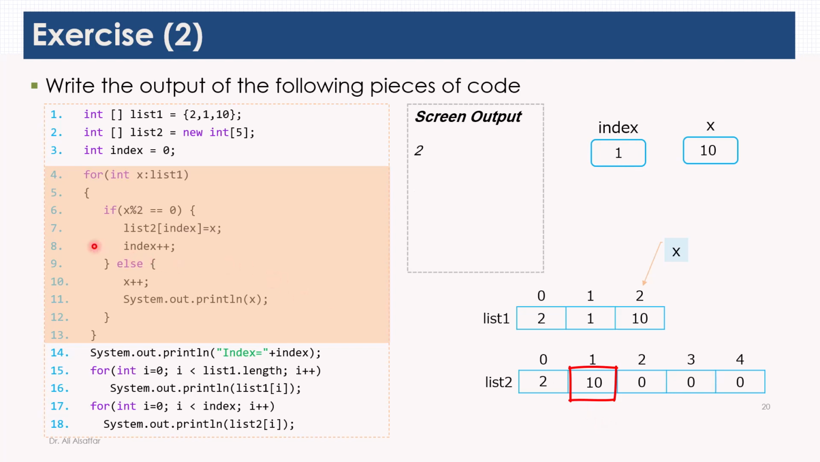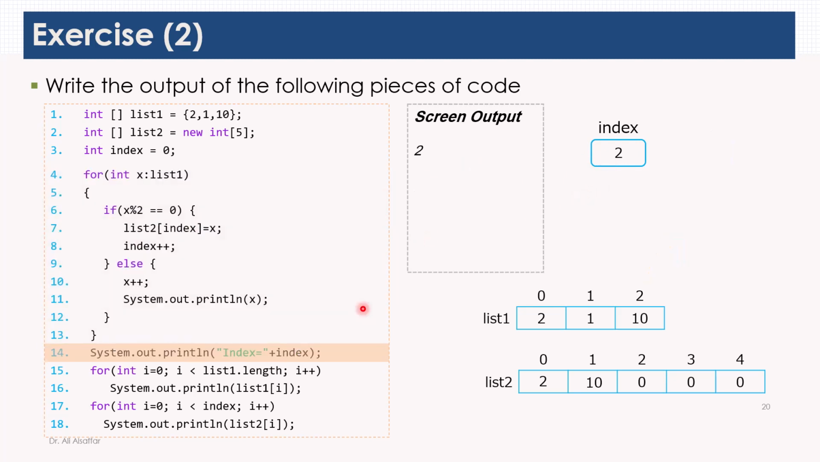And at the same time, at line 8, we are increasing the value of index by 1, and index will be equal to 2. After the loop is finished, we are now in line 14. In line 14, we have a print statement. It is printing a message index equal to, followed by the value of index, which is equal to 2, and this is the output.